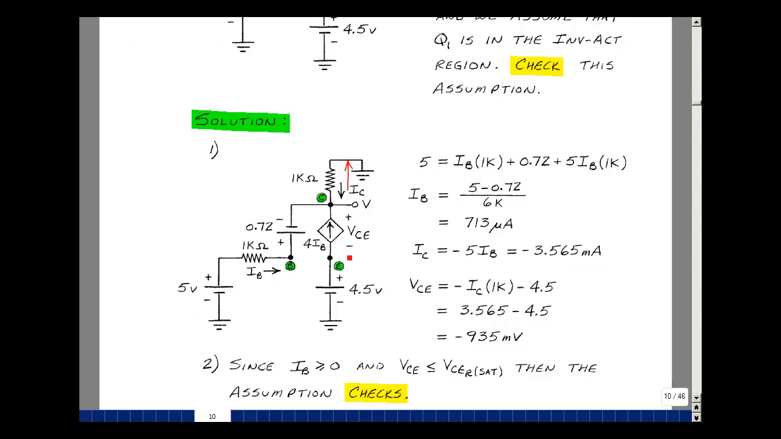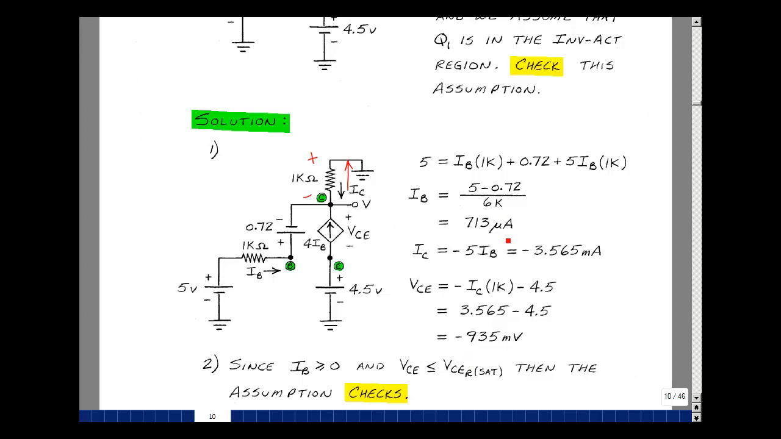I want to solve for the collector emitter voltage. It's going to be this node voltage minus this node voltage. This node voltage here is going to be, with the direction of I sub C in this direction, minus I sub C times 1K. And then this node voltage is 4.5, but we're going to subtract that, so minus 4.5. Substitute in for I sub C a minus 3.565 milliamps, so the two minus signs cancel. The difference of these two is minus 935 millivolts.